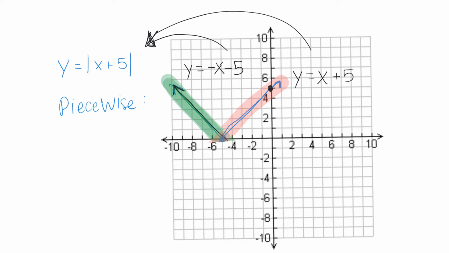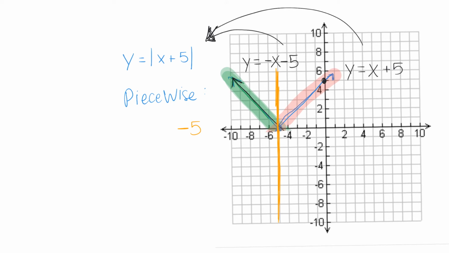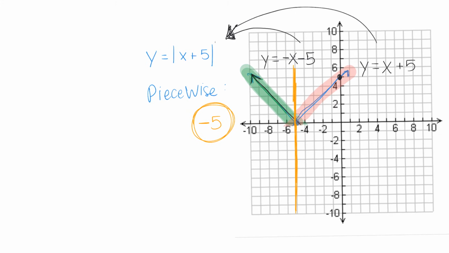So this is kind of where I could draw an imaginary line, and I could say that my graph switches at this point, right? Like there's a green side and a red side, and that happens at negative 5. So piecewise is recognizing that you have two functions and where they switch. And here's how we write them. We have a special way of writing them.